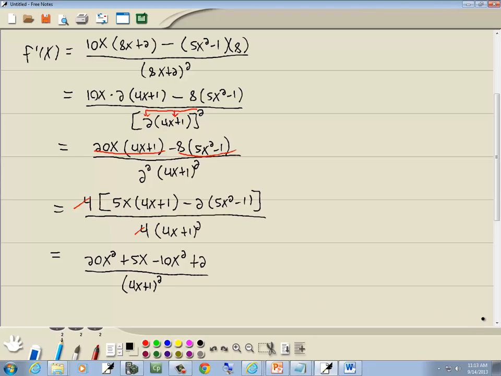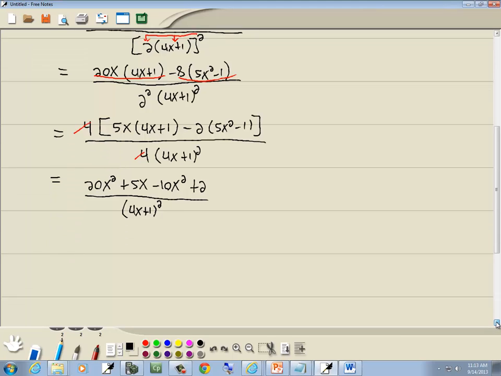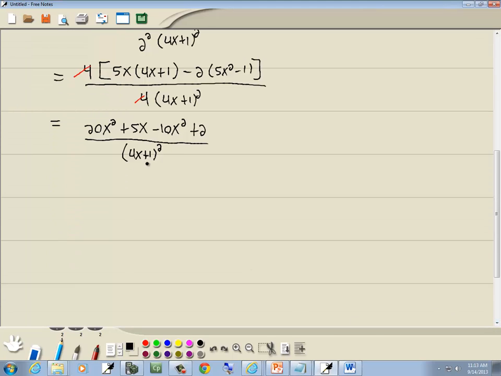Now I don't try to simplify the bottom part at all, because 4x plus 1 squared is actually simplified. Because 4x plus 1 squared means 4x plus 1 times 4x plus 1, multiplication. And if we can get everything multiplied together, then we're happy. Up on top, combine together like terms. 20x squared minus 10x squared gives me 10x squared plus 5x plus 2, all over 4x plus 1 squared. And that would be your answer.